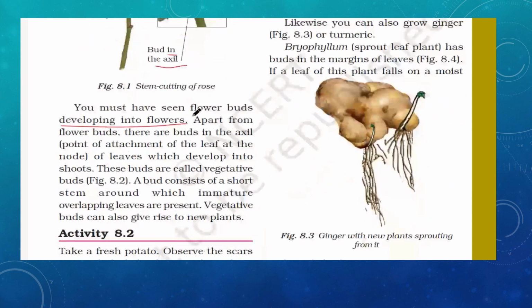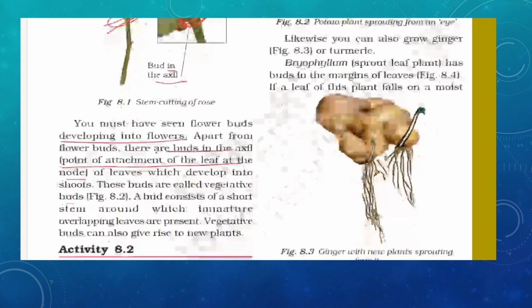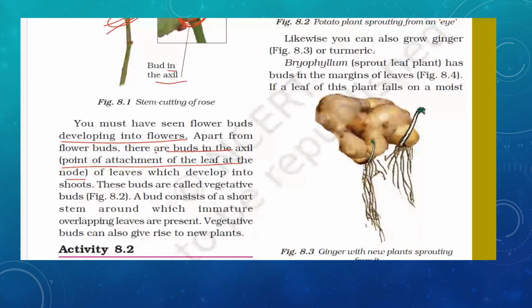Okay, so apart from flower buds, there are buds in the axil, that is the point of attachment of a leaf at a node. So this is a bud at the axil, or this is called an axillary bud, where the leaf is attaching to the node. There is also one bud there. So this is the axillary bud, which develops into shoots, and these buds are called vegetative buds, because we are studying vegetative propagation, right? So these are called vegetative buds, and a bud consists of a short stem around which immature overlapping leaves are present, and vegetative buds can also give rise to new plants.